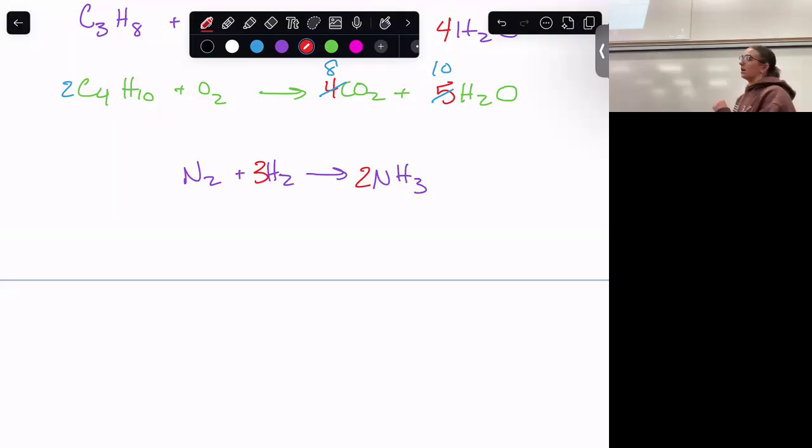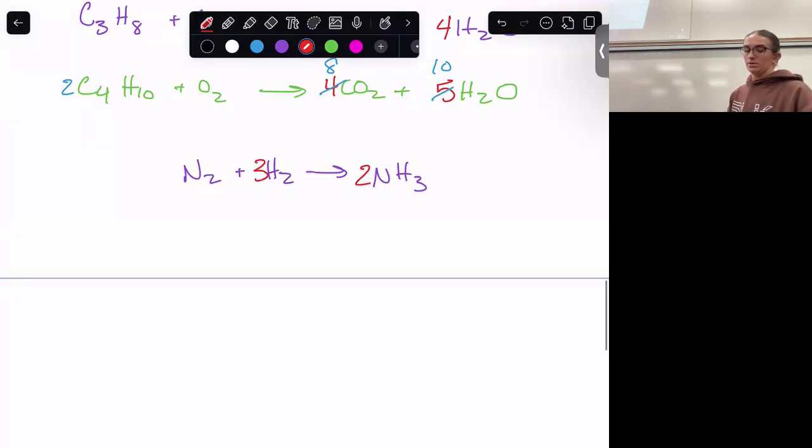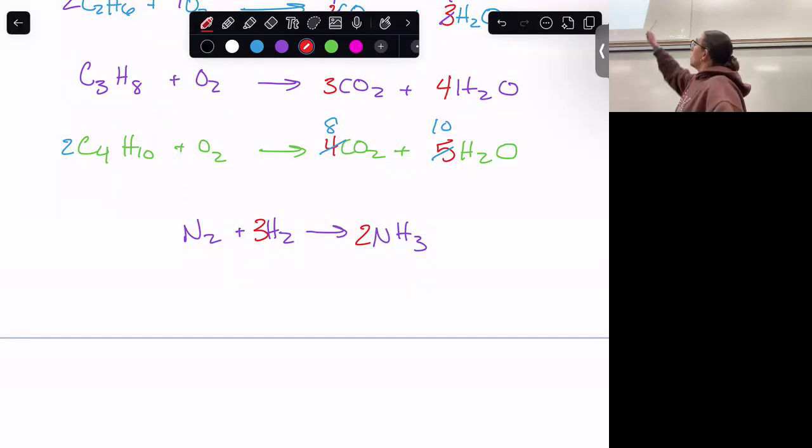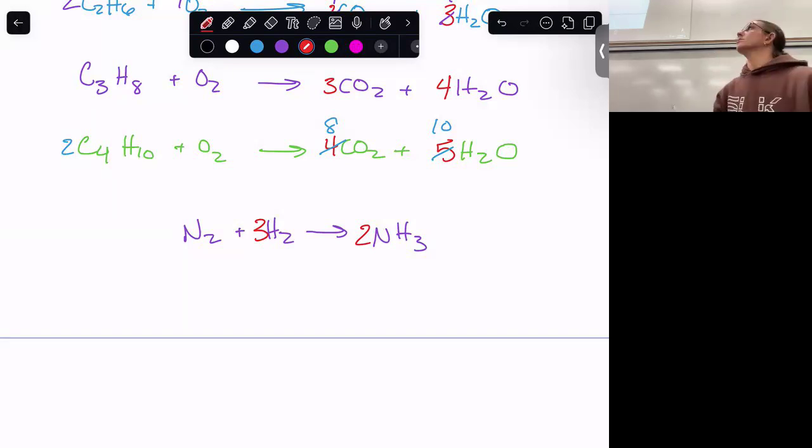And then the other thing that you do is you work so that you balance the thing that's by itself first. Your oxygens appear in both the carbon dioxide and the water. So I'm not going to start with the oxygens on my combustion reaction, right? That appears in two different compounds. I have to first make sure that the thing that only appears in one compound is balanced, instead of trying to manipulate everything all together.